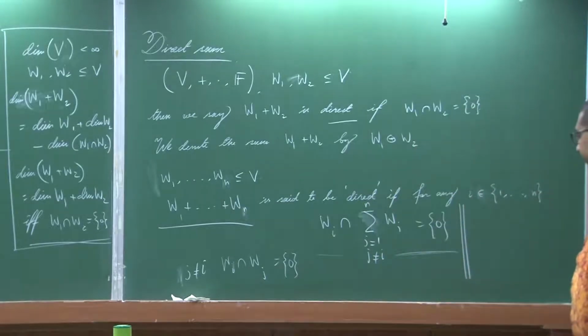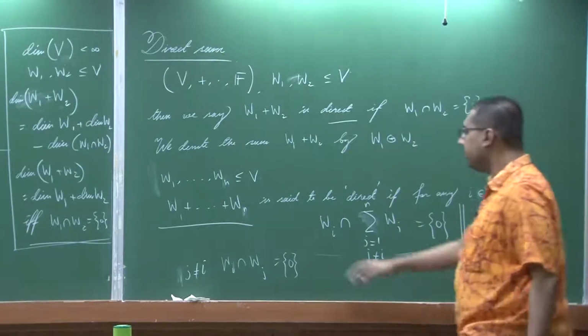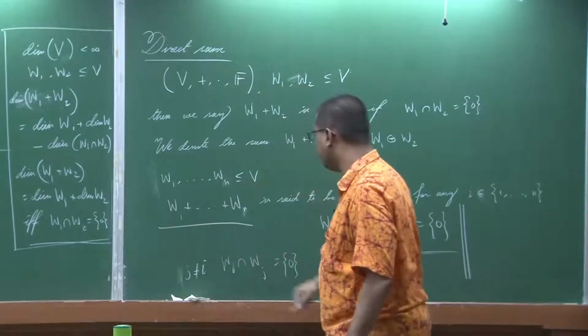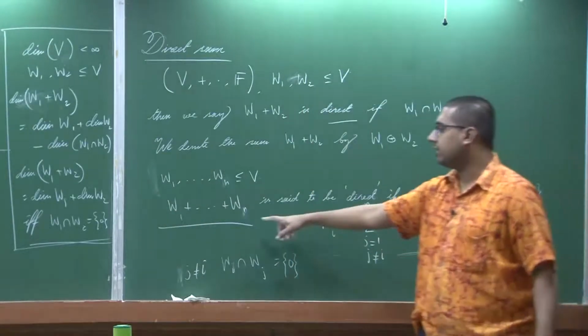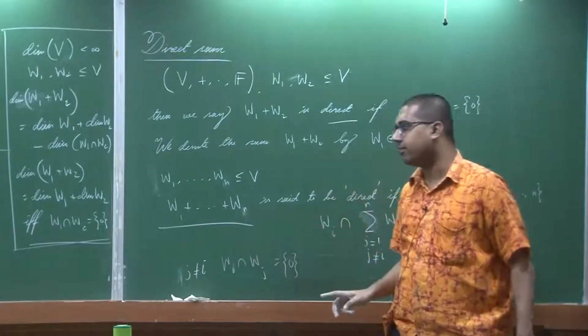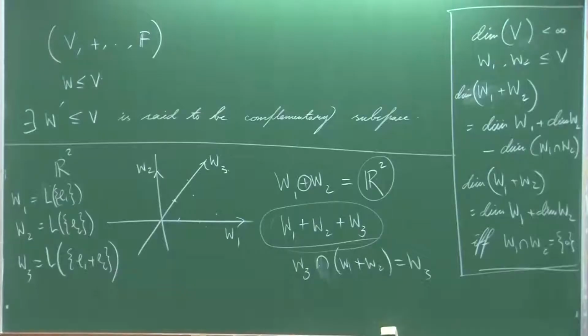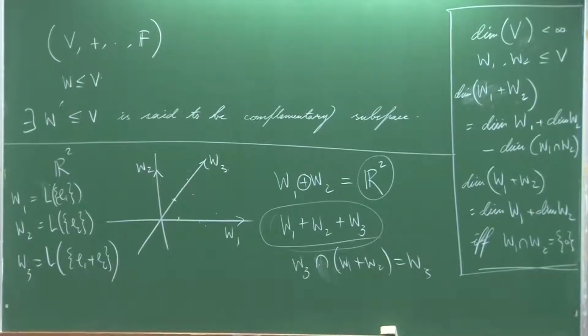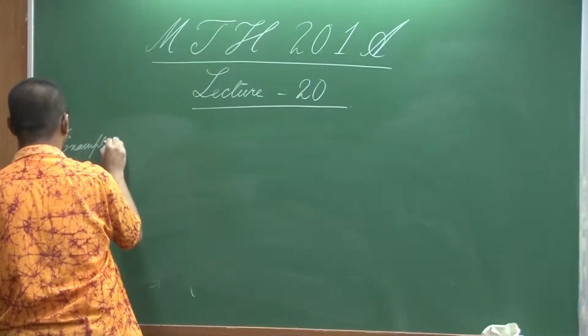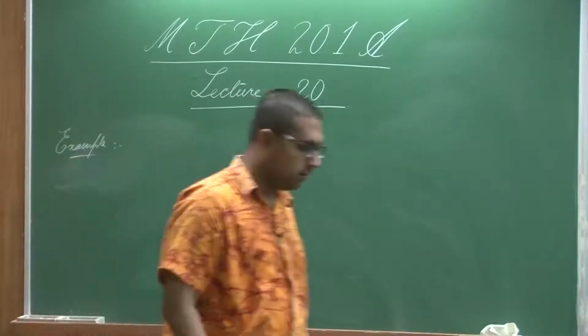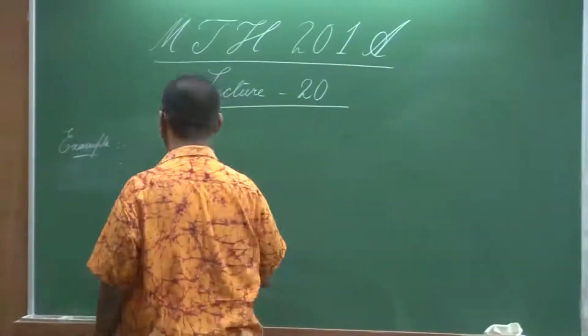So, if this happens for a collection of subspaces, then I call the sum of these subspaces direct. I have given an example, I will give you another example. Since we are always dealing with sums of finitely many subspaces, in this example, let us stick to that.